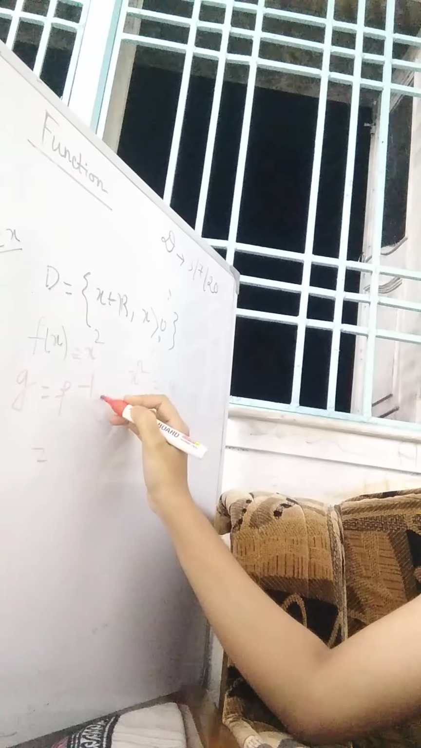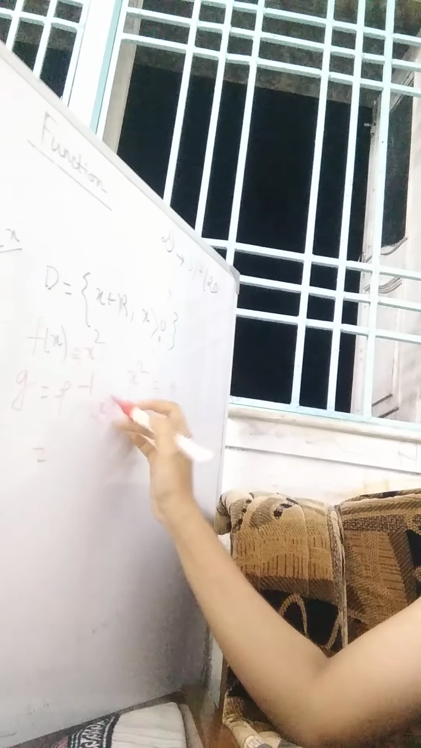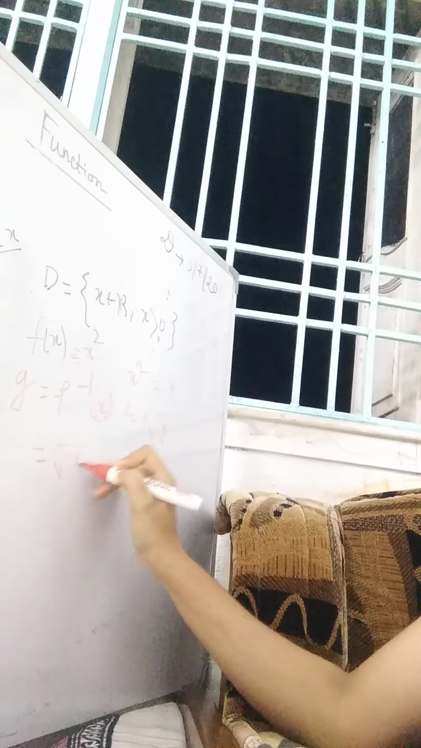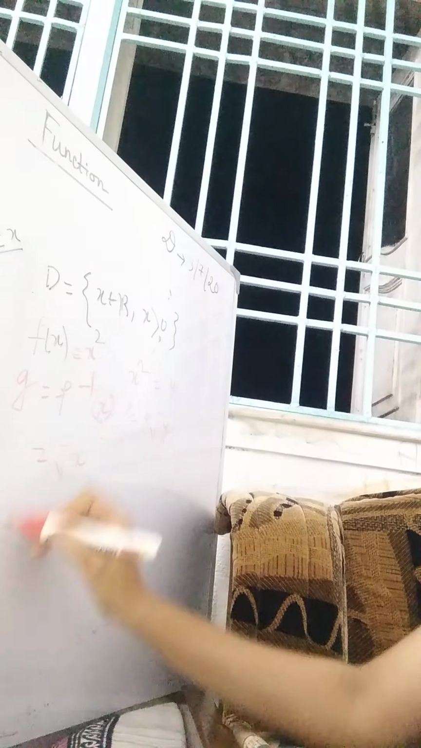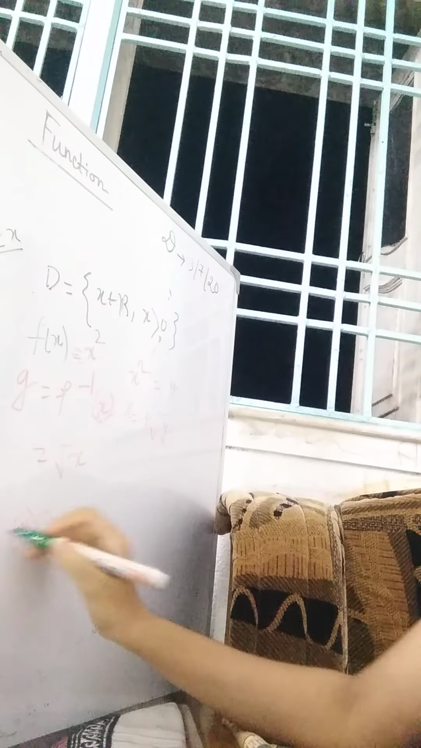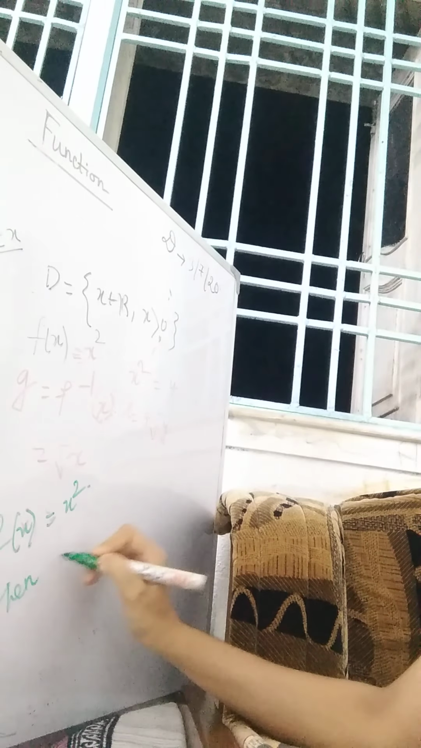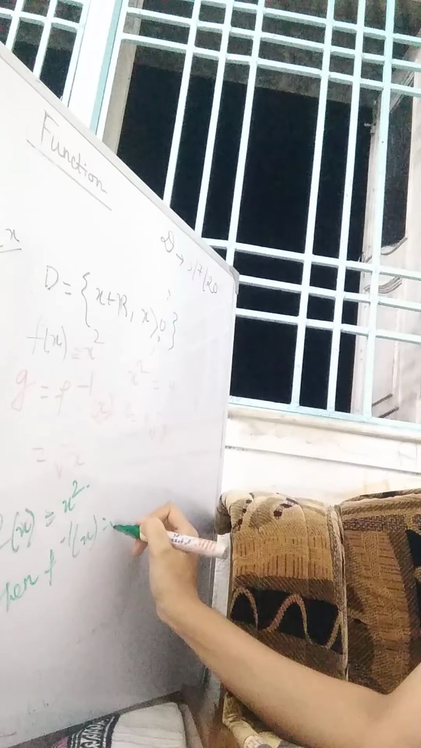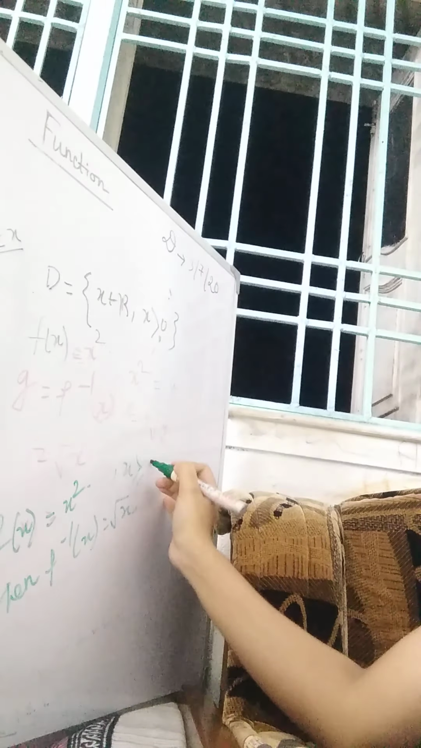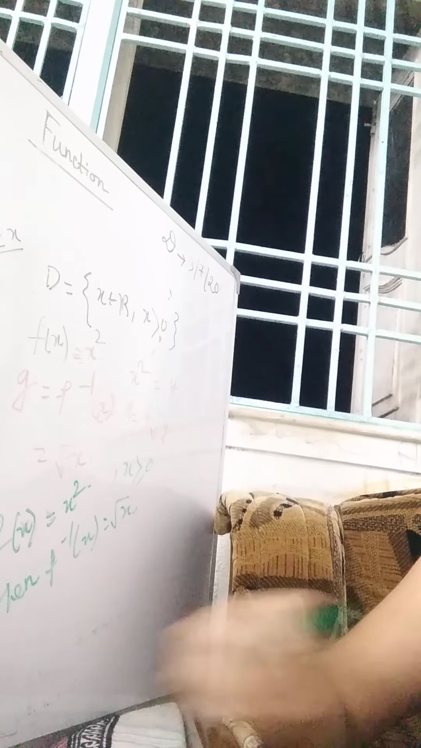Therefore, g equals f inverse of y. We can also take f inverse of x, that equals root x. Clear? Therefore, if f of x equals x square, then f inverse of x equals root x for x greater than or equal to 0. Clear?